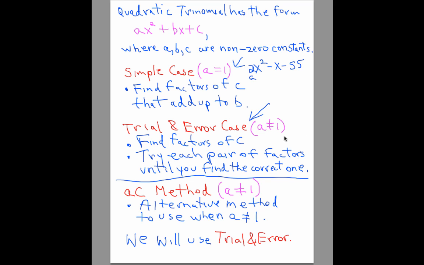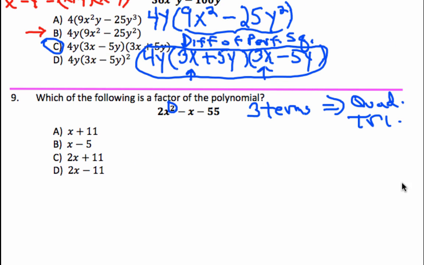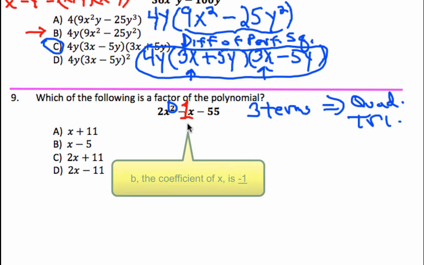Now in the trial and error case, you need to find factors of c. Now the c is the negative 55. And then you need to try each pair of factors until you find the correct one. Now before we begin factoring, keep in mind when it says minus x, it really means minus 1x. So the b, or the coefficient of the x here, is 1.